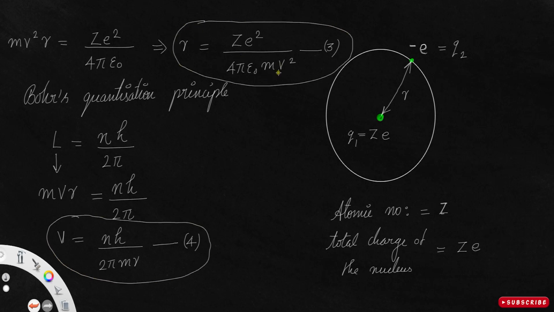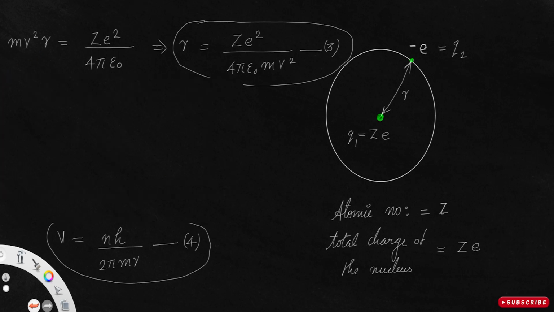We have a v square in here. Instead of this v, I'm putting this value in here. Okay, so what will I get? Substituting 4 in 3, we have r equal to z e square by 4 pi epsilon 0 m into, instead of v, I'm plugging this value: n h by 2 pi m r square.